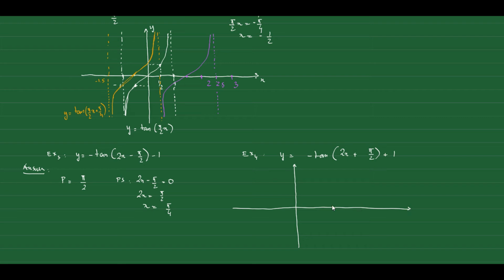Alright, so the period is just pi over 2, so pi over 2 here. So this way could be pi over 4, and over here will be negative pi over 4. Pi over 4, pi over 4. We have 2 pi over 4, which is pi over 2. So the parent function will be something like this. Half of this, we have 1 and negative 1 here. So we're going to do it like this.